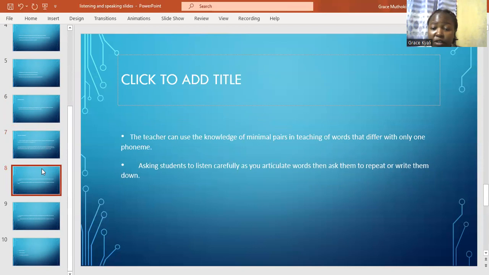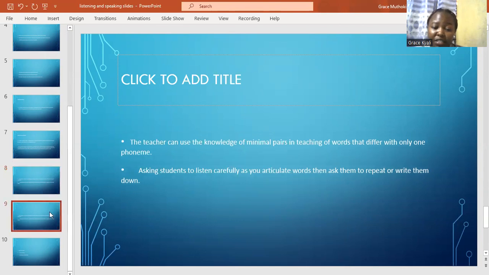The teacher can use knowledge of minimal pairs in teaching words that differ by only one phoneme. I'm very sure you remember what minimal pairs are because we studied them in a previous lesson. Ask students to listen carefully as you articulate words, then ask them to repeat or write them down. That is another strategy a teacher can use.